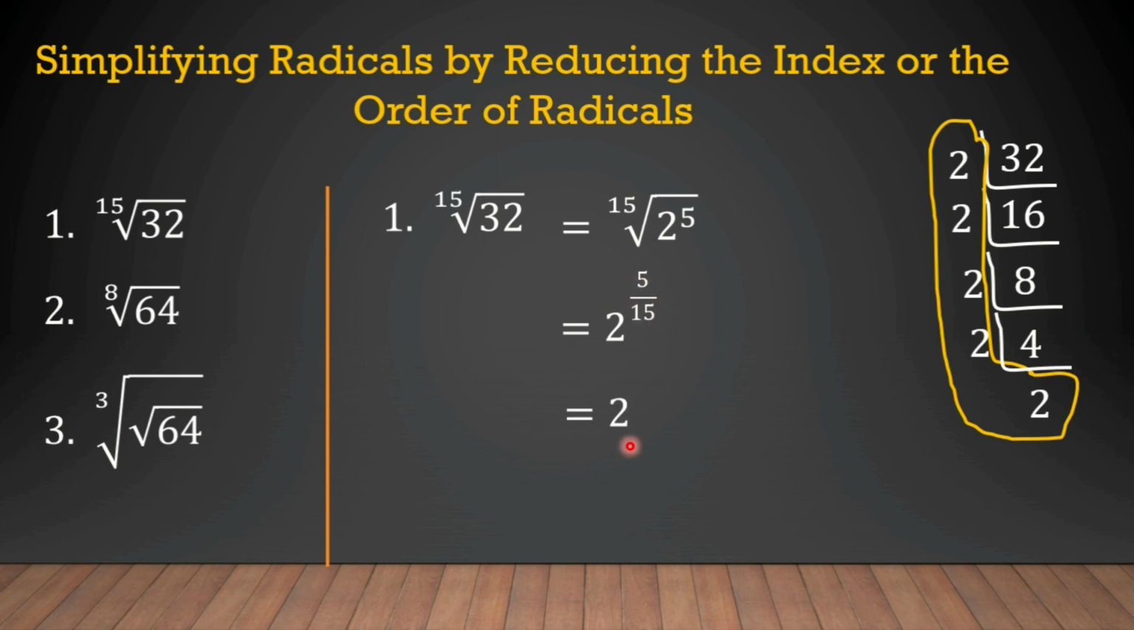So, we have 2 raised to 5/15. 5 and 15 are divisible by 5. So, we just divide the numerator and denominator by 5, so we have 1/3.